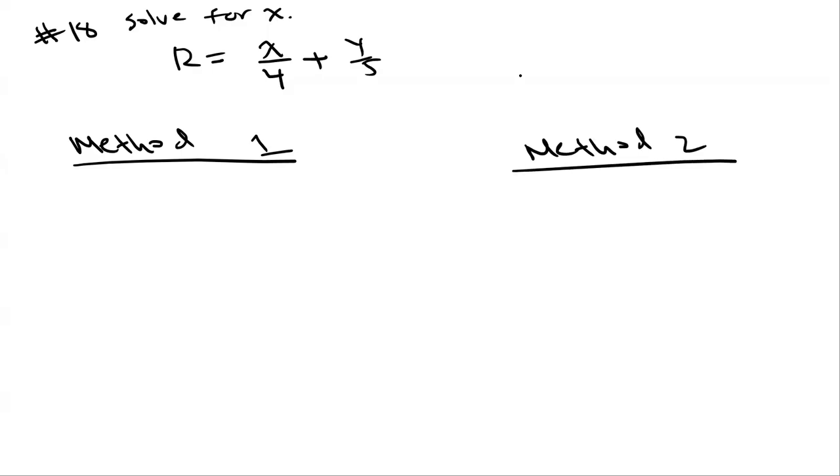So method one, probably the best, is my go-to when it comes to rational equations. Remember, rational just means you can write it in fraction form. That's all that's saying. Okay, rational equations. So we want to solve for x. So I want the LCD. Okay. So what's the LCD here?